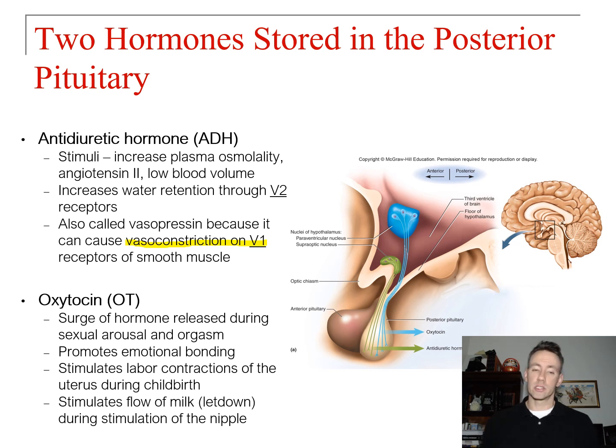Oxytocin has a multitude of effects, some of which are sexual arousal and orgasm, stimulating labor contractions of the uterus during childbirth, and stimulating the flow of milk letdown. Not the milk production, that's prolactin, but milk letdown. So it'll squeeze the glands there to help discharge milk, and usually the signal for that is stimulation of the nipple, so when the child is nursing. And so we'll come back to that again.